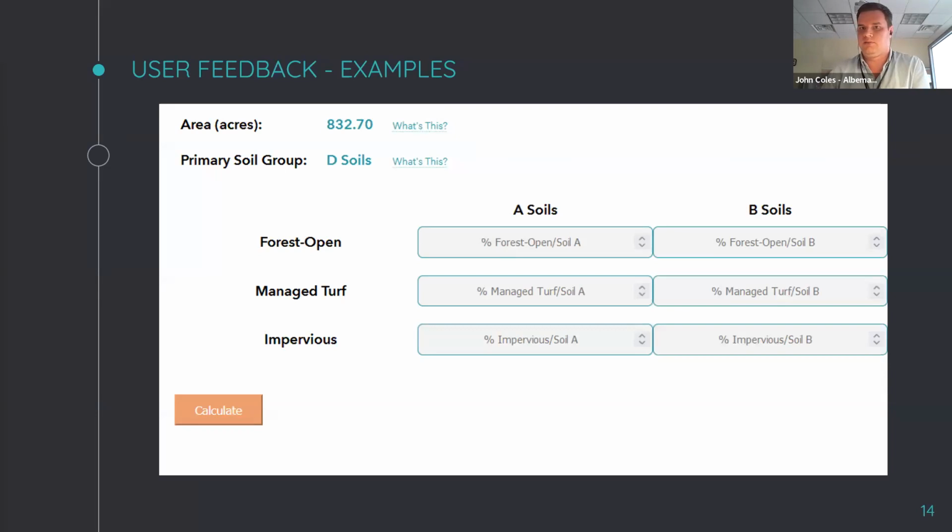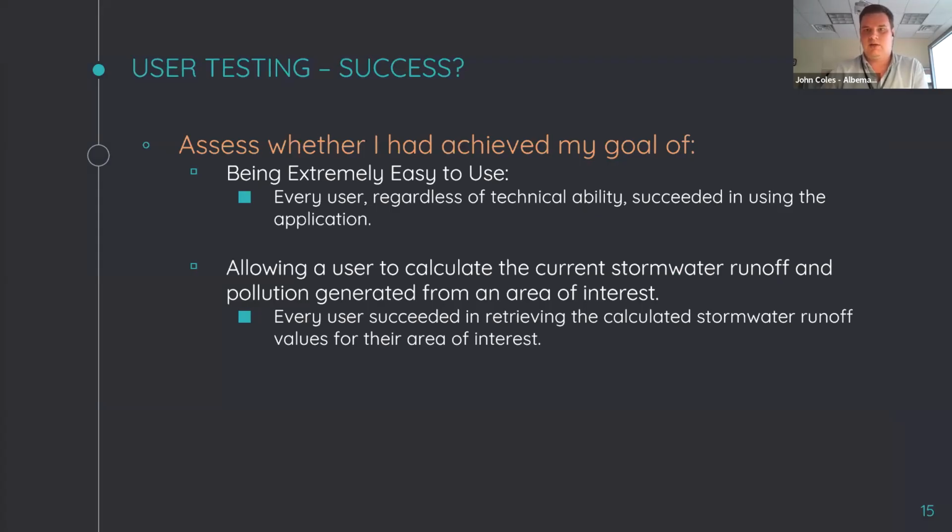And so with regards to whether or not this was a success, every user succeeded in using the application, regardless of their technical ability. All my test users responded between 2 and 5. So we didn't have any people who rated themselves as low technical ability, but everyone still succeeded in using the application. And so I think that's a good sign.